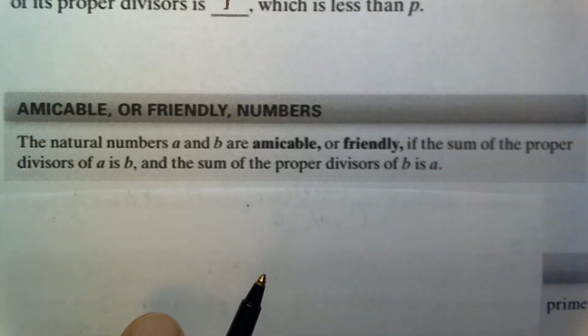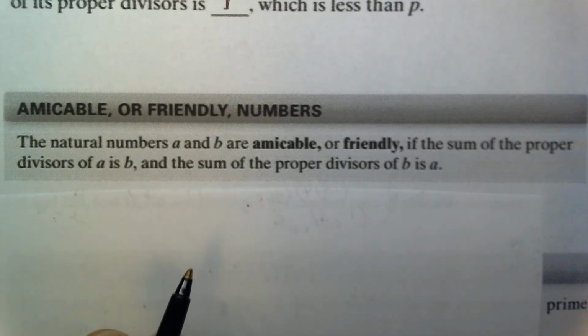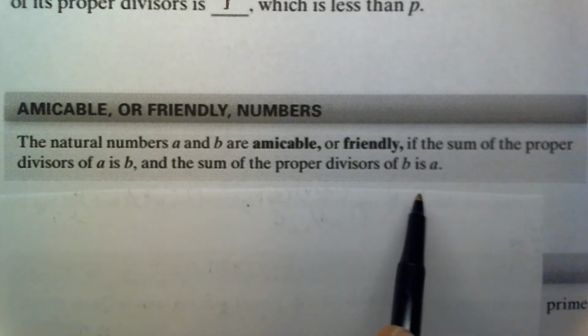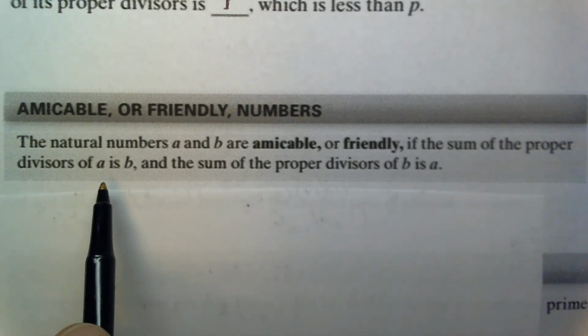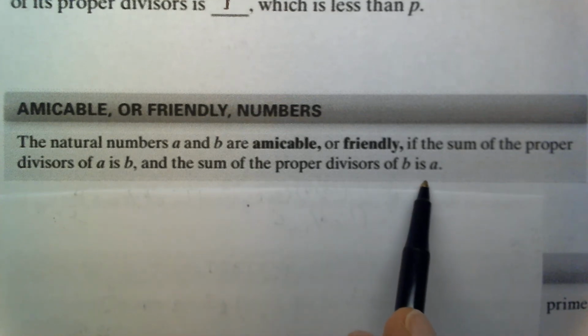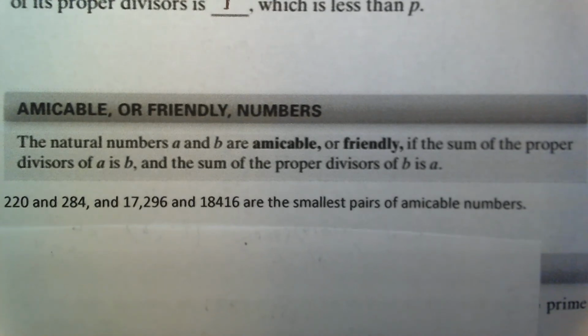The next concept is that of amicable or friendly numbers. The natural numbers a and b are amicable or friendly if the sum of the proper divisors of a is b, and if the sum of the proper divisors of b is a. Here's a statement that 220 and 284 are the smallest pair of amicable numbers, and the next one would be 17,296 and 18,416. That's the next smallest pair of amicable numbers.